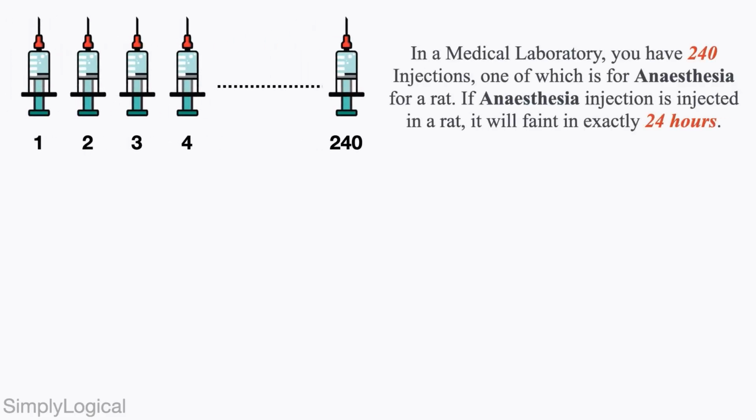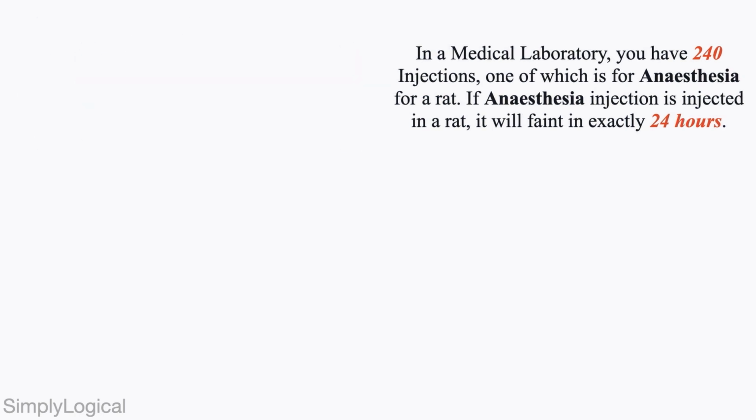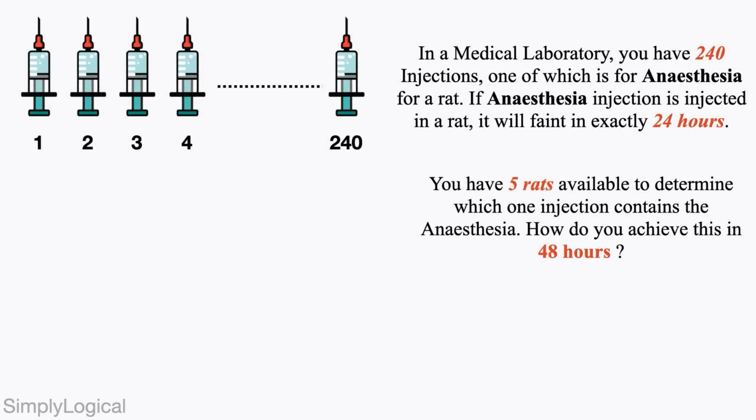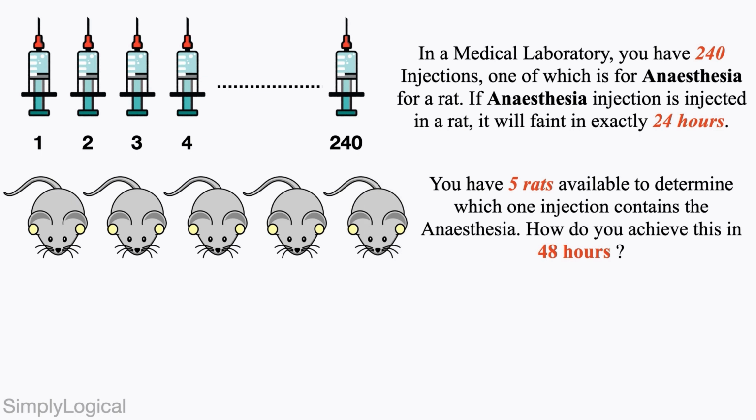In a medical laboratory, you have 240 injections, one of which is for anesthesia for a rat. If the anesthesia injection is injected in a rat, it will faint in exactly 24 hours. You have 5 rats available to determine which one injection contains the anesthesia. How do you achieve this in 48 hours?